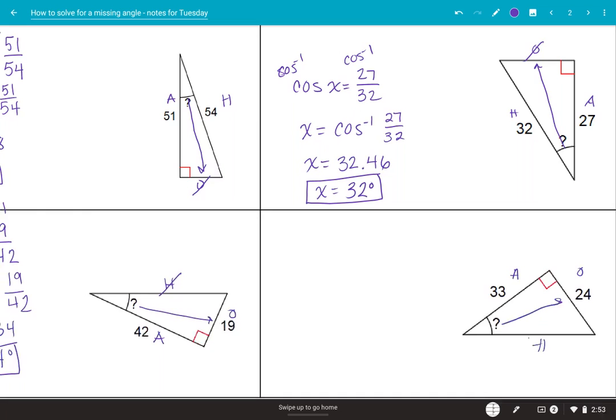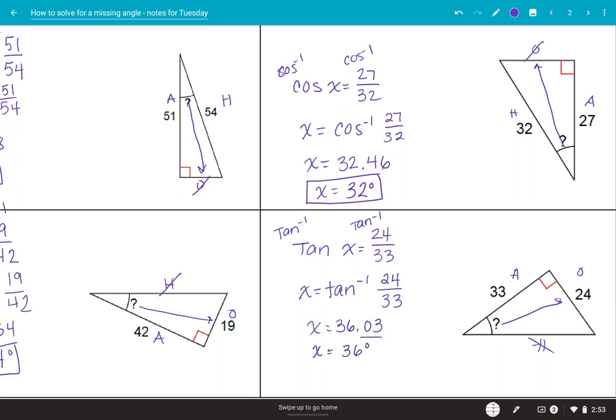Label. Opposite over your adjacent. Tan to the negative 1. If you get really good at this, then you don't have to mark tan negative 1 on both sides, but I find it helps, and writing it just helps you remember what you need to do for both sides, or if you don't, then you're going to forget. And this one again stays at 36 degrees.